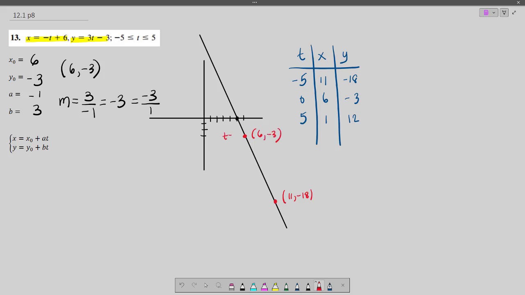So that's t equals 0. That's t equals -5. And then t equals +5, 1 comma 12. That's going to be up here. So 1 comma 12. That's t equals 5. So our parametric curve is that right there. The direction of increasing t, we're going up to the left. So put some orientation arrows. There's our parametric curve.